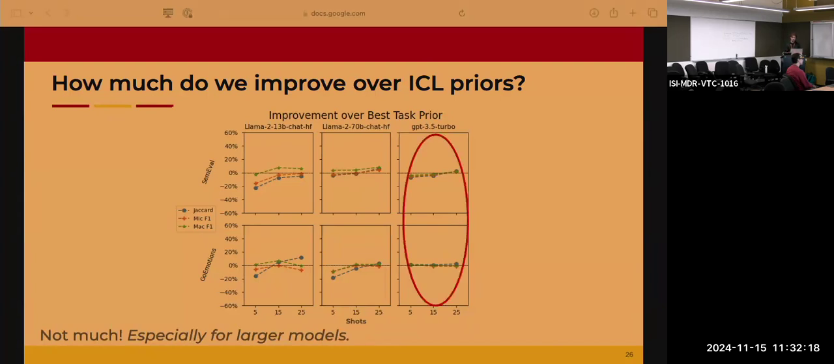Whereas when we go toward the bigger models, you can actually see that the improvement is kind of grounded to 0. So for the larger models, we see that we get not much improvement when we provide the gold labels. So that's the first piece of evidence.